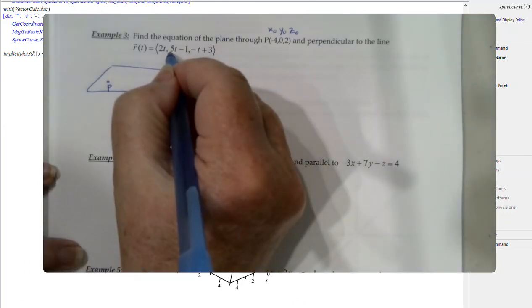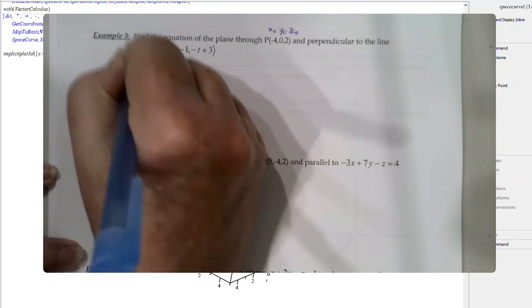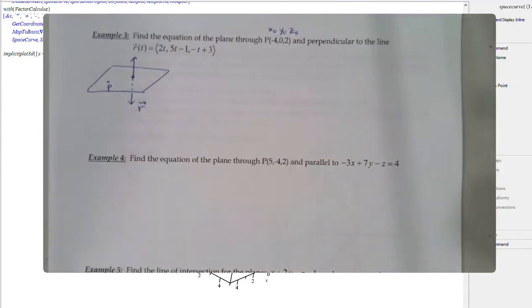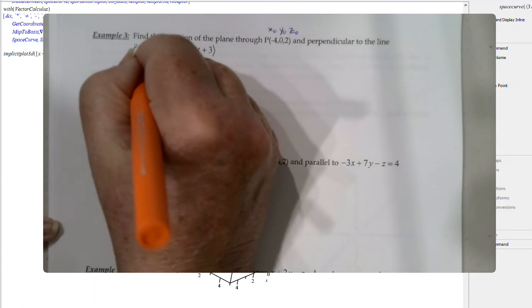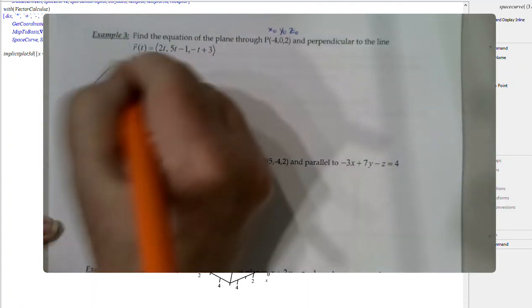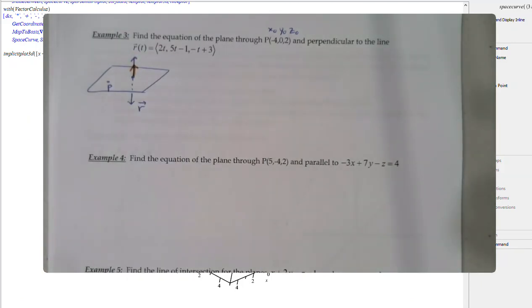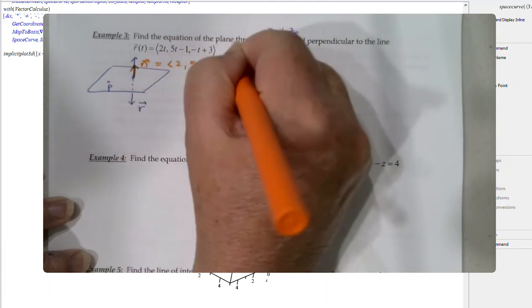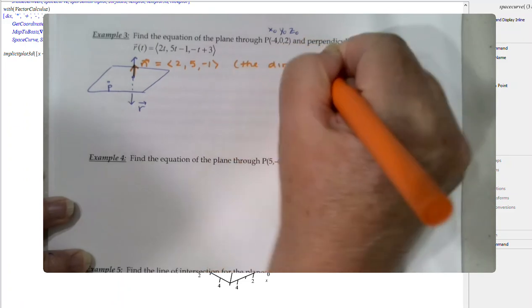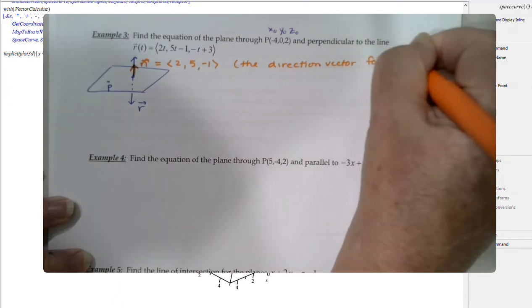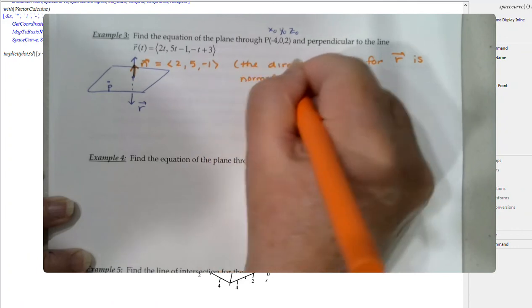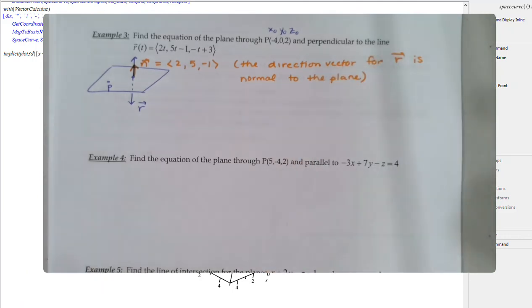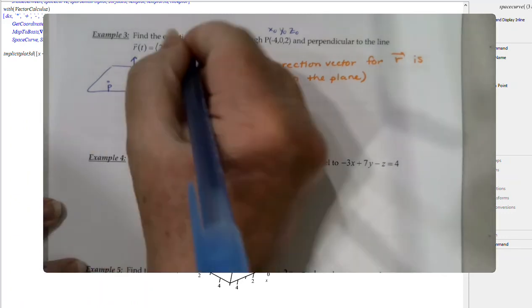And then I also have this line R that I know is perpendicular to my plane. I need to somehow get a normal vector out of that line. And if you think about the direction vector for that line, which we can see easily is 2, 5, negative 1, the direction vector for the line is going to be perpendicular to the plane. So I can use it as the normal vector. So sometimes it's just a matter of thinking through the geometry. So that can be used then as my A, B, and C.